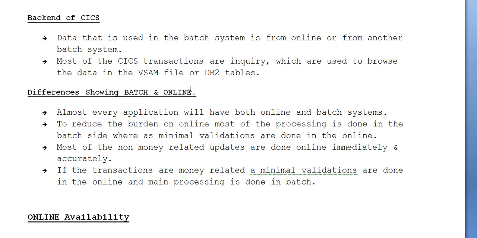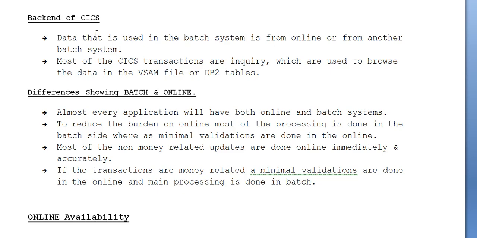So you go to an ATM machine and inquire about the mini statement, check the balance, do a money transfer, or inquire about the number of accounts, and so on. So we call these CICS transactions, or inquiries, which are used to browse the data from either a VSAM file or DB2 tables. This is a little bit of background about CICS, so you get to understand what happens in CICS and how the processing is done.